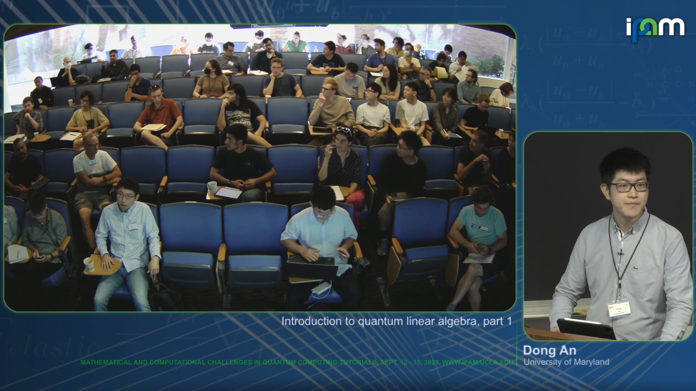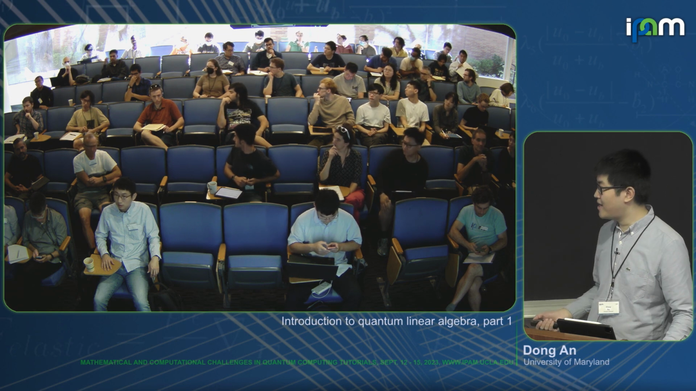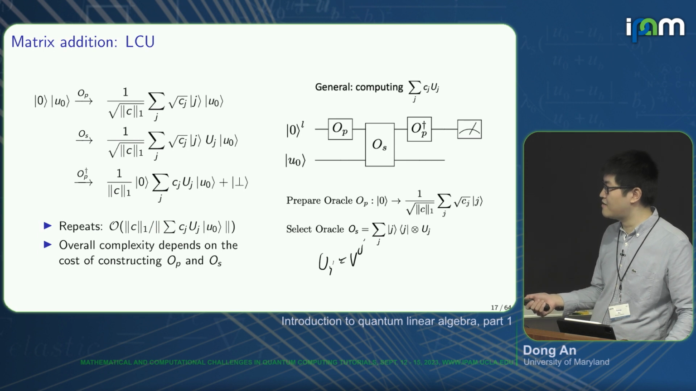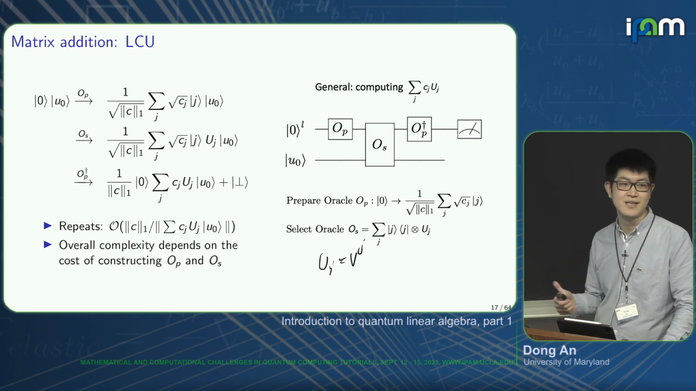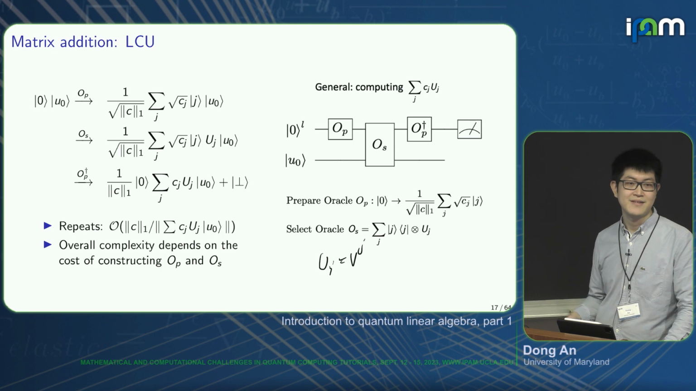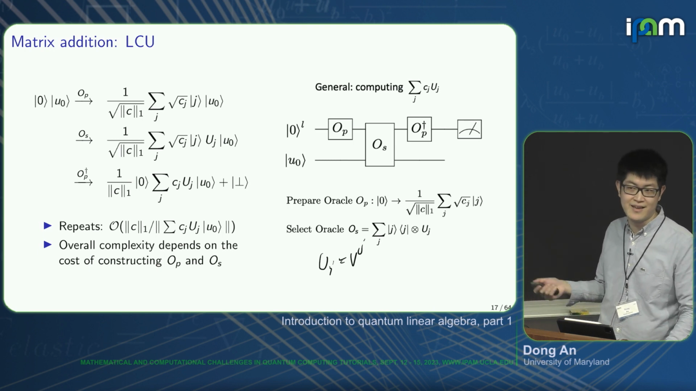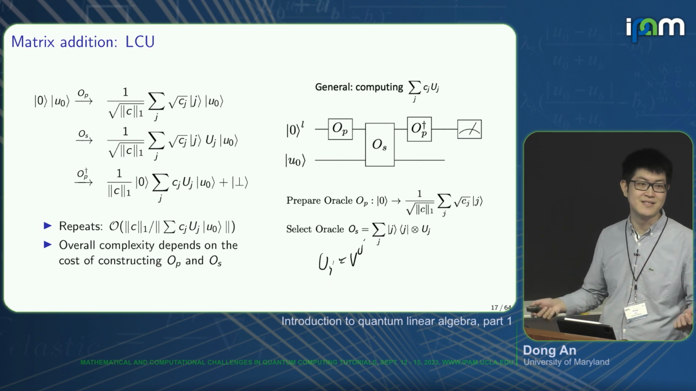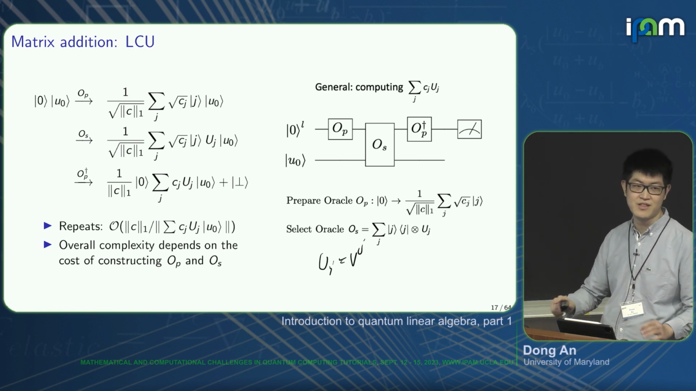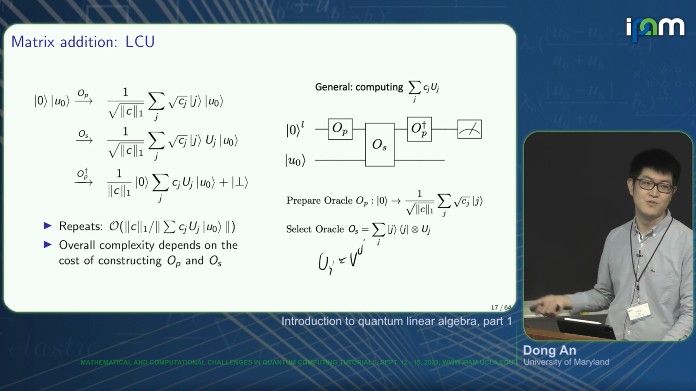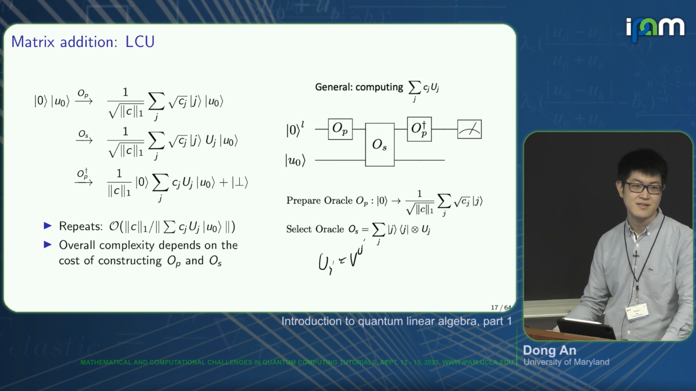So how bad can the select oracle be? The worst case is that the overall complexity will be the summation of all the complexity for each uj. Constructing each uj can also have different complexity. For example, if each uj is similar, then the overall complexity would be something like j times the maximum cost of uj. That is the worst case.